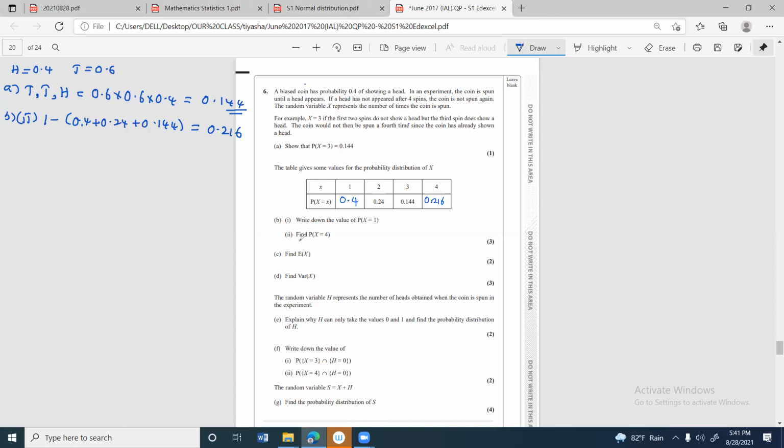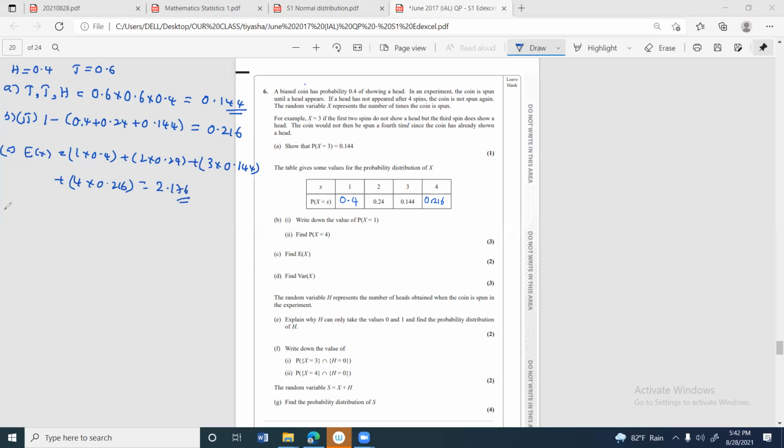Okay. Then find E(X). E(X) is simply 1 into 0.4 plus 2 into 0.24 plus 3 into 0.144 plus 4 into 0.216. Those are the facts, so we get the answer very easily. E(X) becomes 2.176.